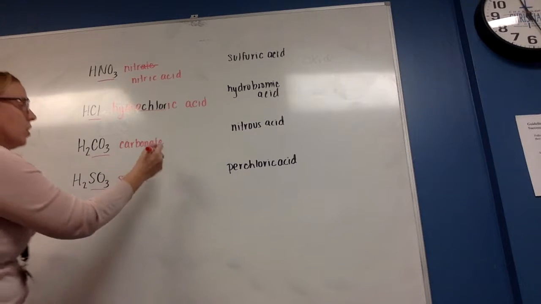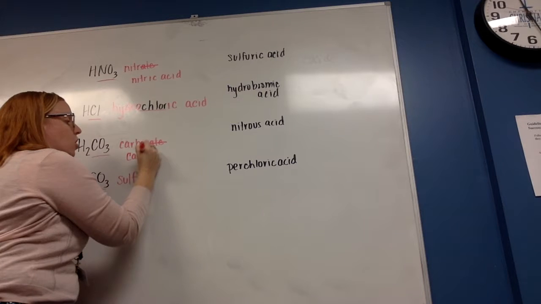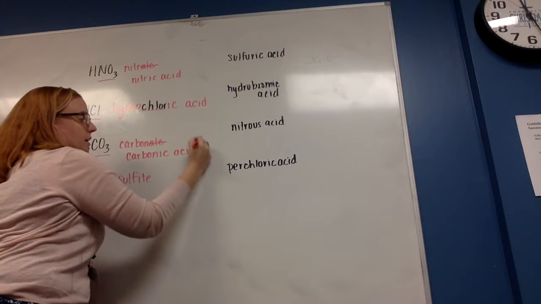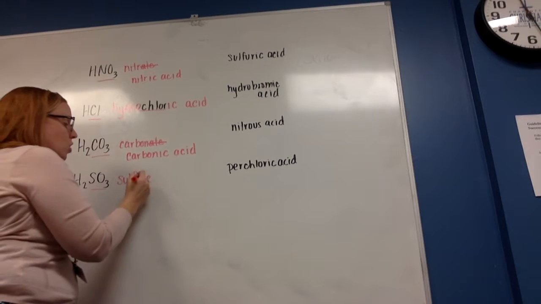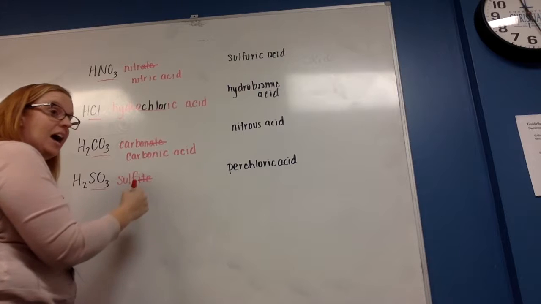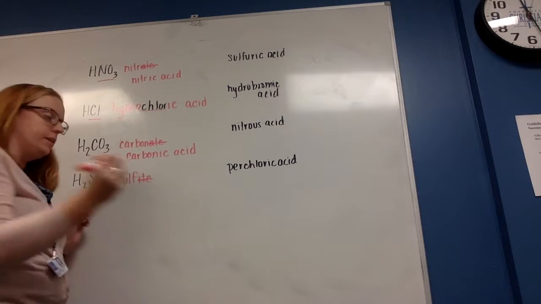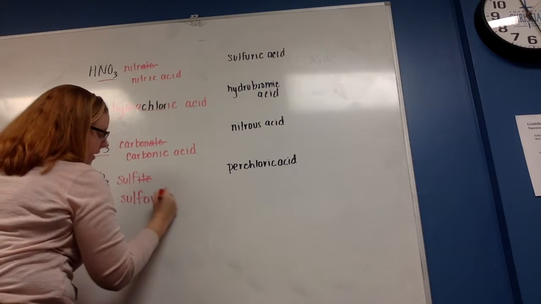Carbonate. Take off the ate and it goes to ic, carbonic acid. Sulfite, take off the ite and it goes to ous because that's the rule for ite. So you would say sulfous acid, okay?